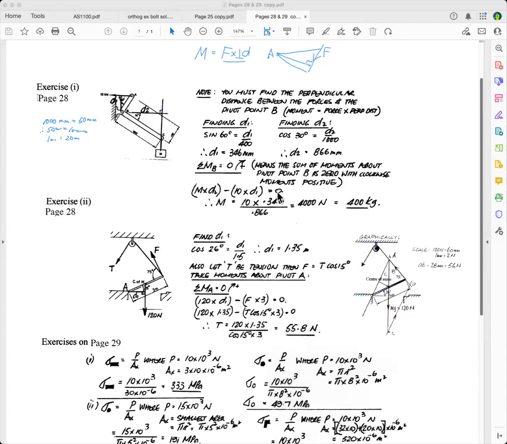Now make sure you put it equal to 0, because that and that have to add up algebraically to equal 0. And now when we substitute, we've got one unknown here, so the mass is equal to 10 times 0.346 over 0.866. We've worked those out there, and so that equals 4,000 newtons. So the force down there will be 4,000 newtons.